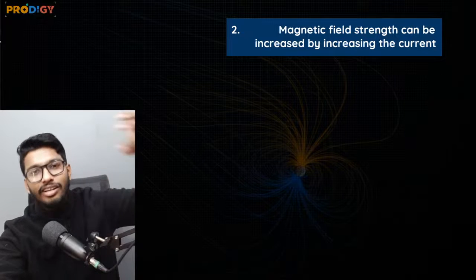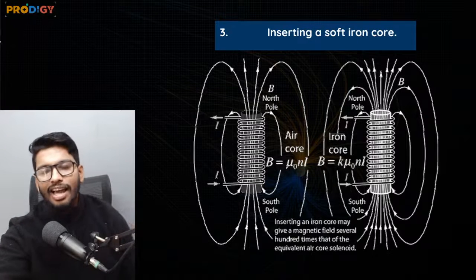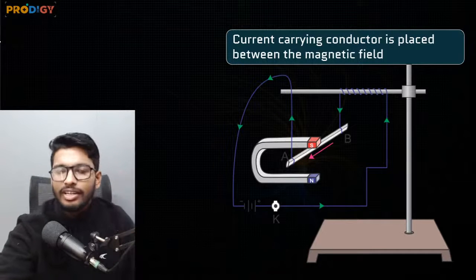If you increase the current, that can also increase the magnetic field, and if you insert a soft iron core, that can also increase the magnetic field.